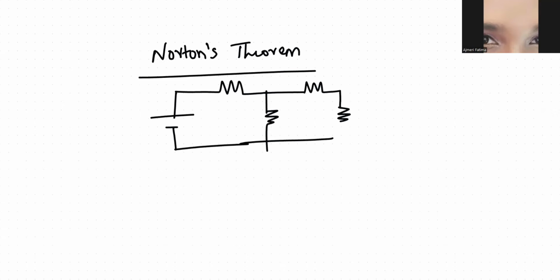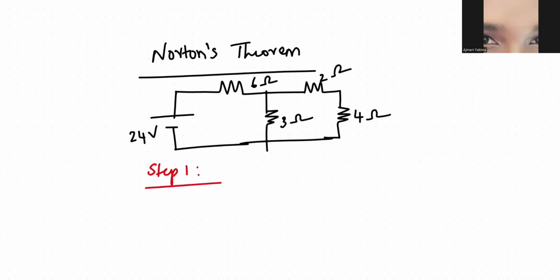This is 2 ohms, this is 3 ohms, this is 6 ohms, and this is 24 volts given. He is asking us to find out the current in 4 ohms using Norton's theorem. So step 1 in Norton's theorem will be: short circuit RL, which is 4 ohms, name the terminals A and B, and redraw the circuit.